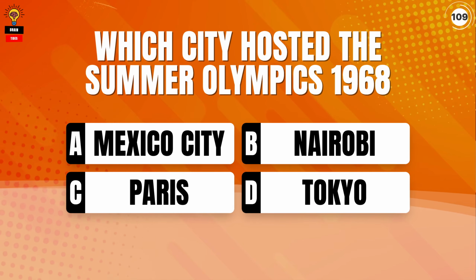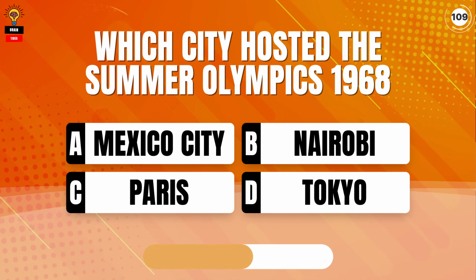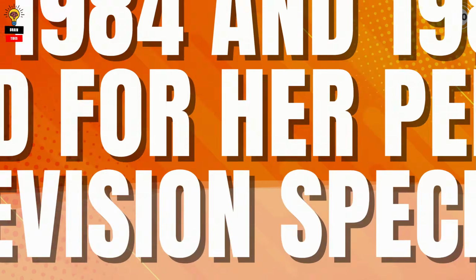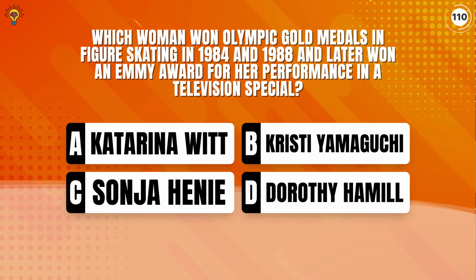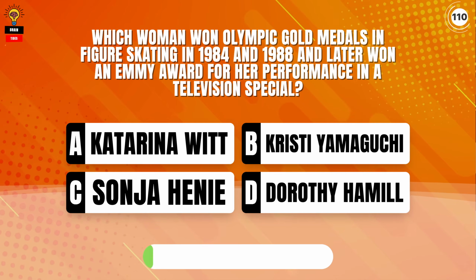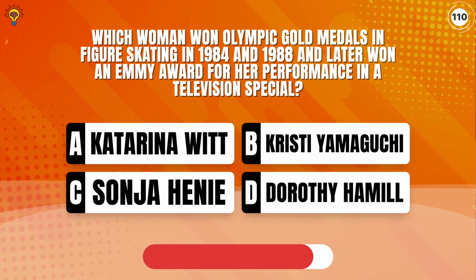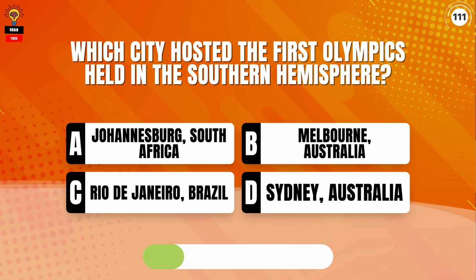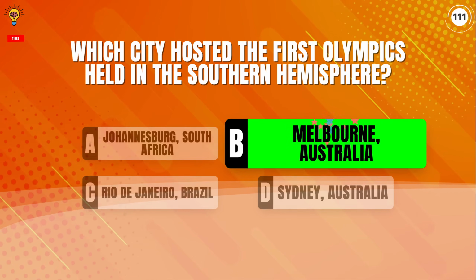Which city hosted the Summer Olympics in 1968? Mexico City. Which woman won Olympic gold medals in figure skating in 1984 and 1988, and later won an Emmy Award for her performance in a television special? Katarina Witt. Which city hosted the first Olympics held in the Southern Hemisphere? Melbourne, Australia.